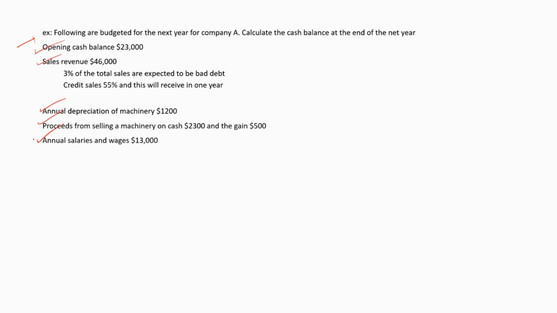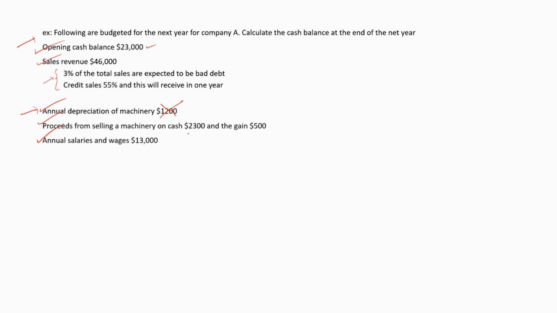First of all, we have to identify the cash flows and the non-cash flows. So the opening cash balance is a cash item. So we consider this item. Under sales revenue, they have given 2 points. We have to consider each point at a time and calculate the cash items. Then they have given us the annual depreciation of machinery. Depreciation is a non-cash item. So this amount will not be considered under cash budget.